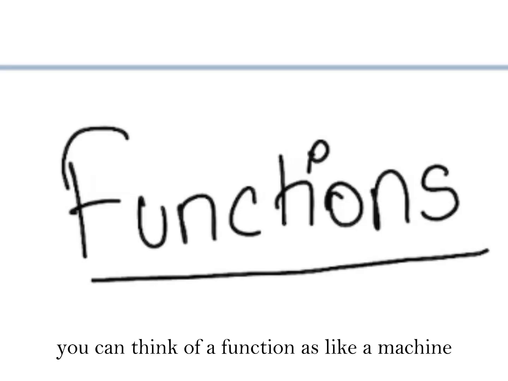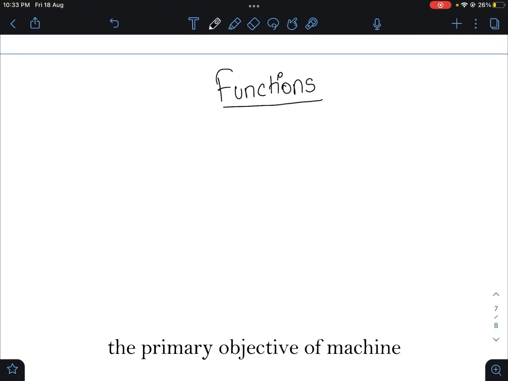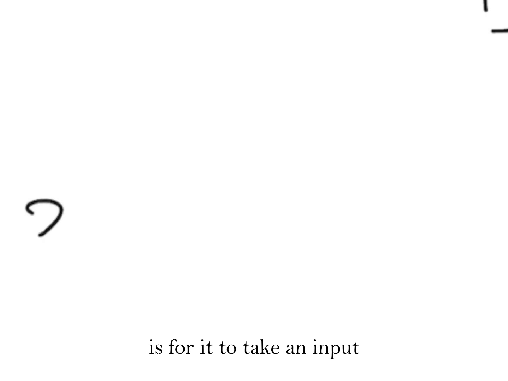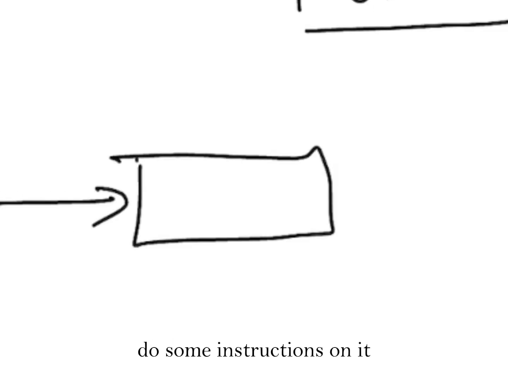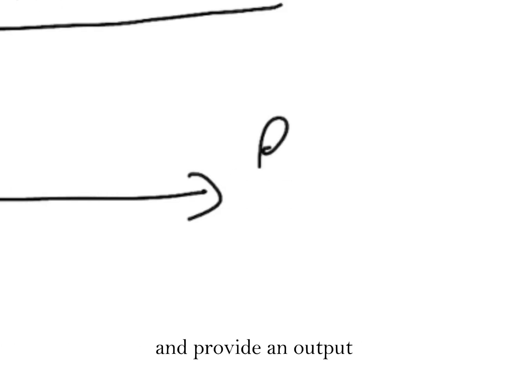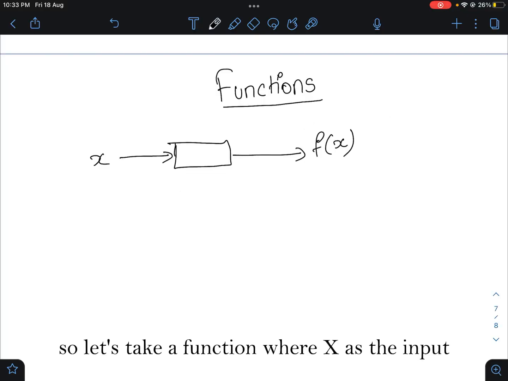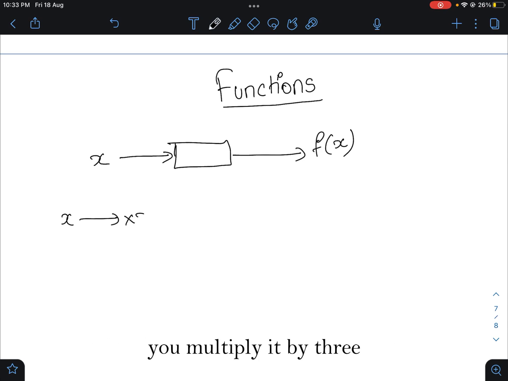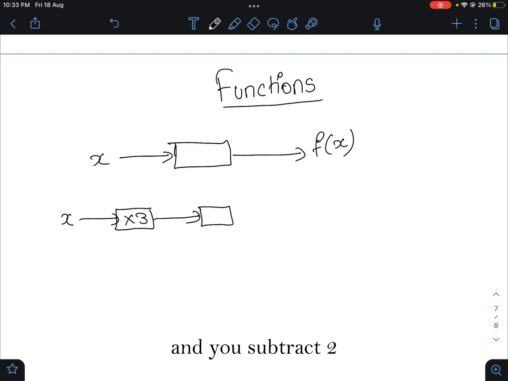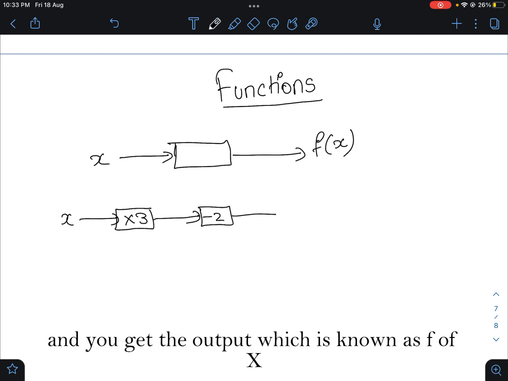You can think of a function as like a machine. The primary objective of a machine is for it to take an input, do some instructions on it, and provide an output. So let's take a function where x is the input, you multiply it by 3 and you subtract 2, and you get the output, which is known as f of x.